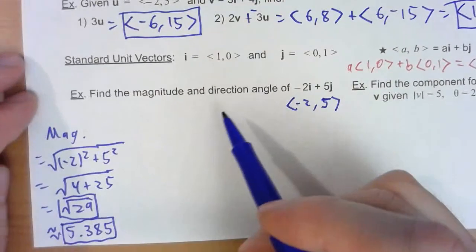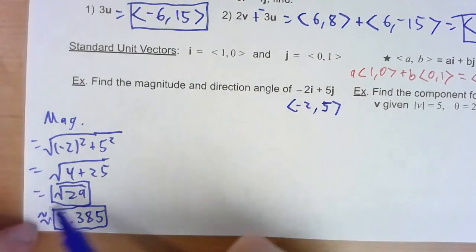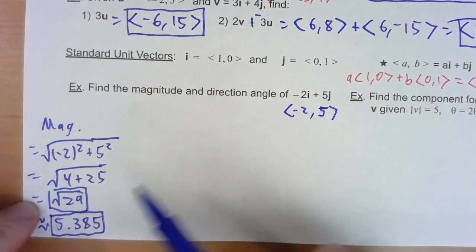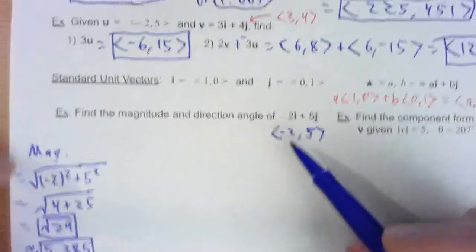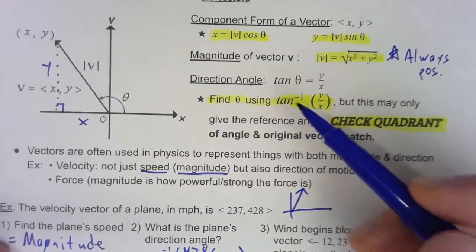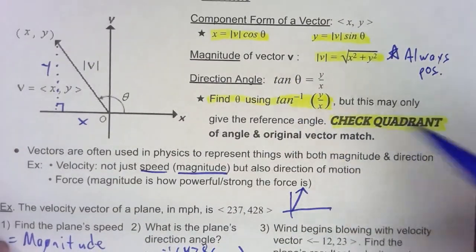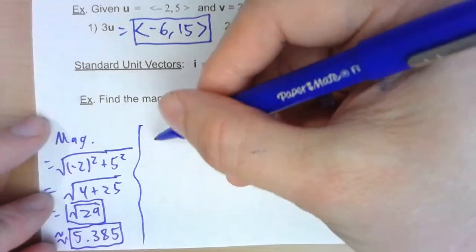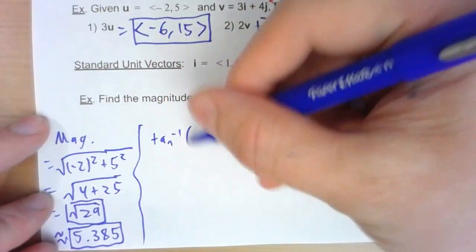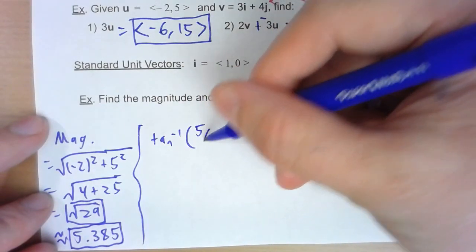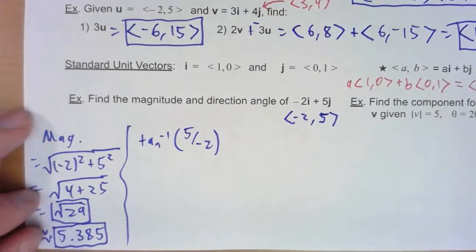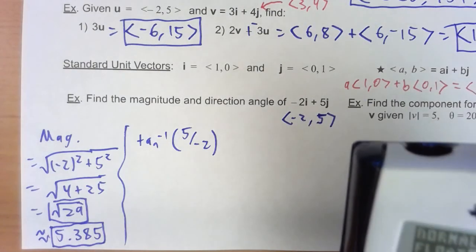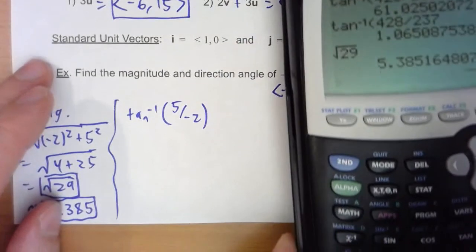Right, so then for our direction angle, again, we want to try not to use this ugly magnitude here. Maybe we made a mistake, and we don't want to carry a mistake forward. Just try to use what's given. And so to find our angle, we're going to use just the y and the x, using tangent. And so we're going to find inverse tangent of 5 over -2. And I'll just do this in degree mode. You could do radians if you wanted to.